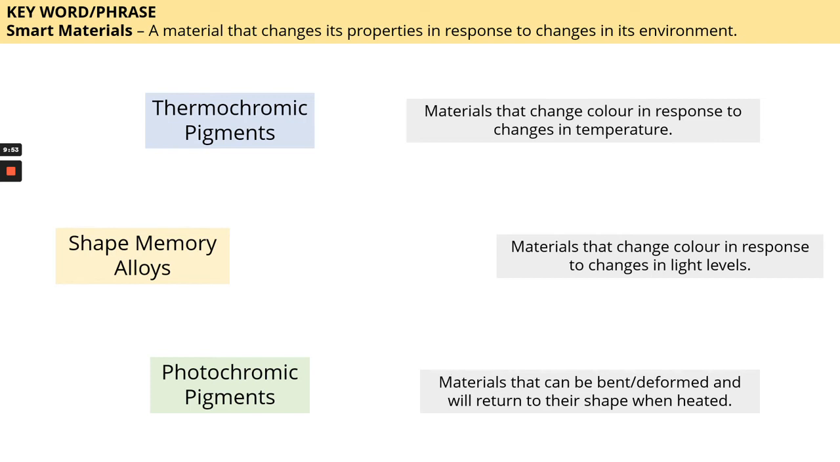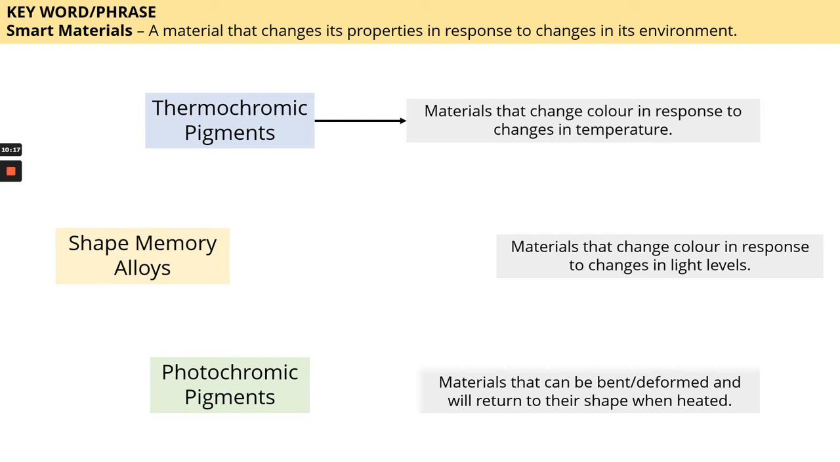Okay, so thermochromic pigments. Are they materials that change colour in response to changes in temperature, materials that change colour in response to changes in light levels, or materials that can be bent, deformed, and will return to their shape when heated? If you said that they are materials that change colour in response to changes in temperature, you are correct.